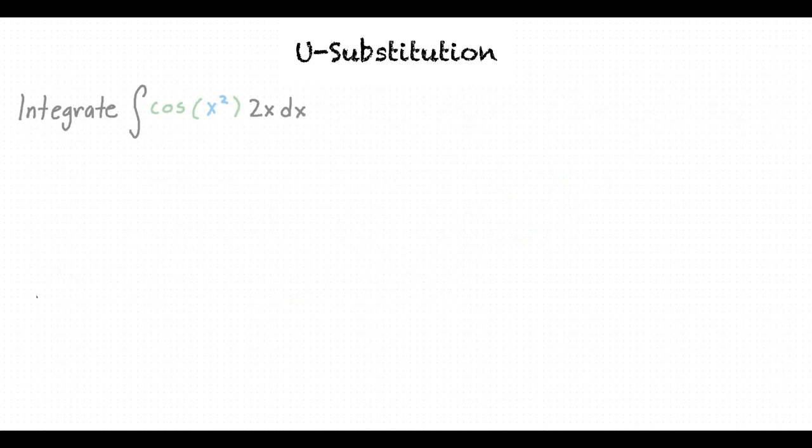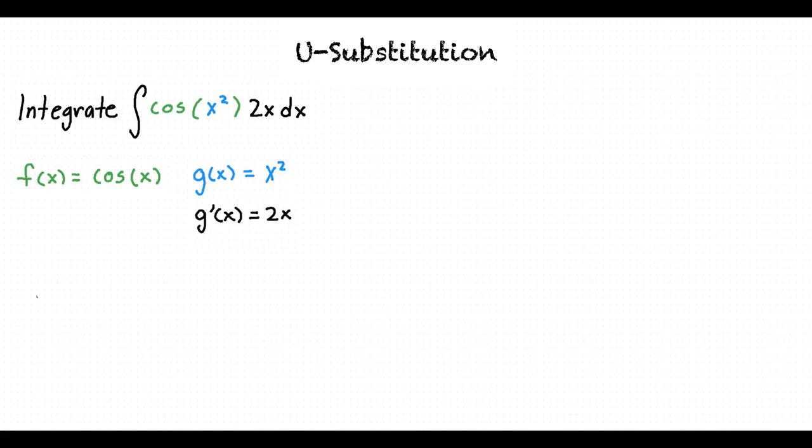Definitely. Here, we have a problem asking us to integrate cosine of x squared times 2x dx. In this problem, f of x, the outside function, would be the cosine, and x squared would be g of x, the inside function. If we were to take the derivative of g of x, it would be 2x, which is also a part of the integral that we are calculating. If we set u equal to x squared and take the derivative of u, we will get 2x dx.